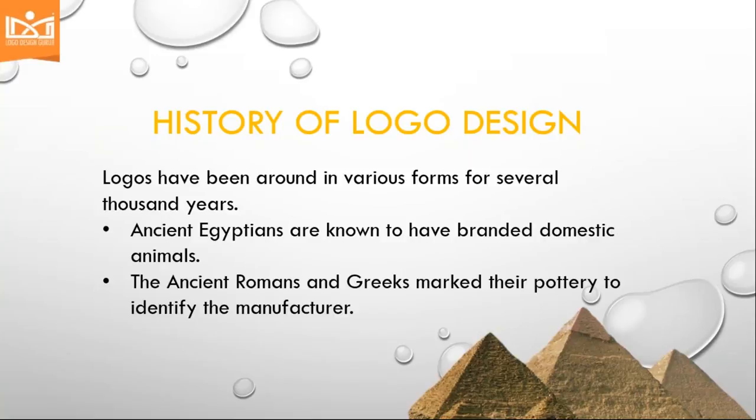Similar is the case with the ancient Romans and Greeks. They used to mark their pottery to identify who the main manufacturer was. So it has always been there, but in different forms, different shapes, and different capacities. But the idea has always been there. And of course, the ancient Egyptians are probably one of the most known people who lived on this earth. Of course, they had no computers, nothing else, but they had this concept of identifying their brands using different kinds of symbols.